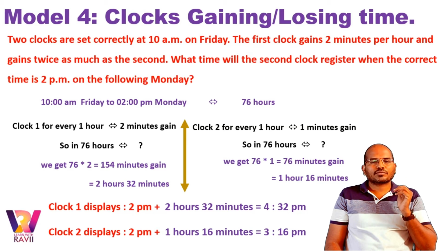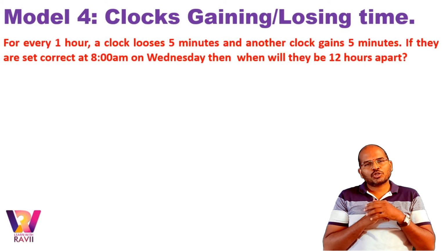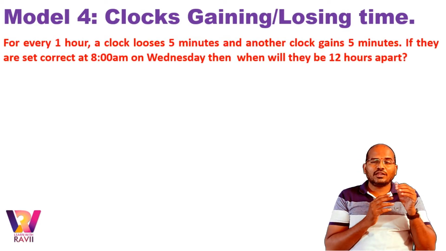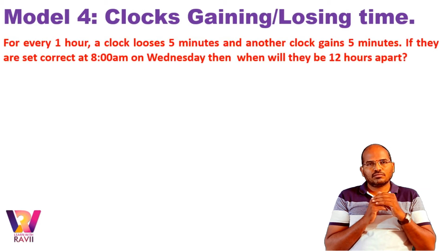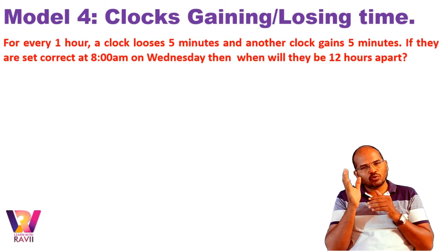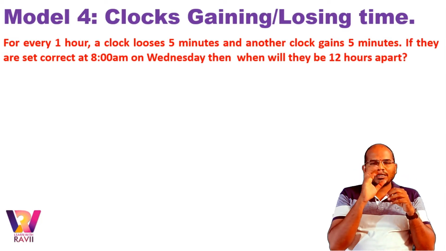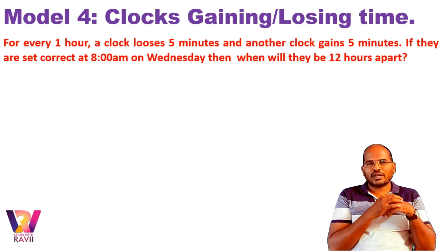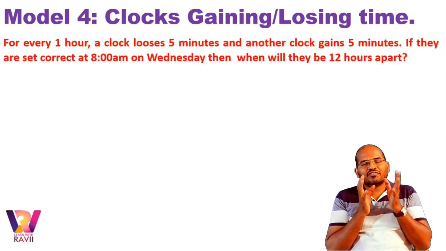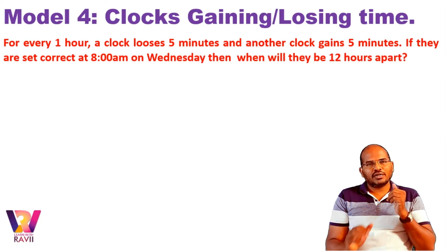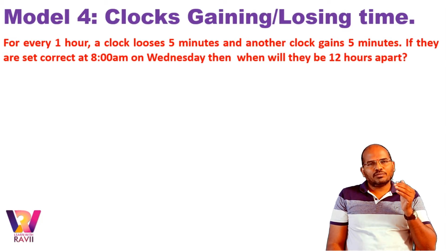Next example, we have a story that says for every 1 hour a clock loses 5 minutes and another clock gains 5 minutes. We have two clocks, first one is losing 5, second one is gaining 5. Then they are set at 8 a.m. to the correct time on a Wednesday. Then the question is, when will they be 12 hours apart? 12 hours apart. So let us see the example.